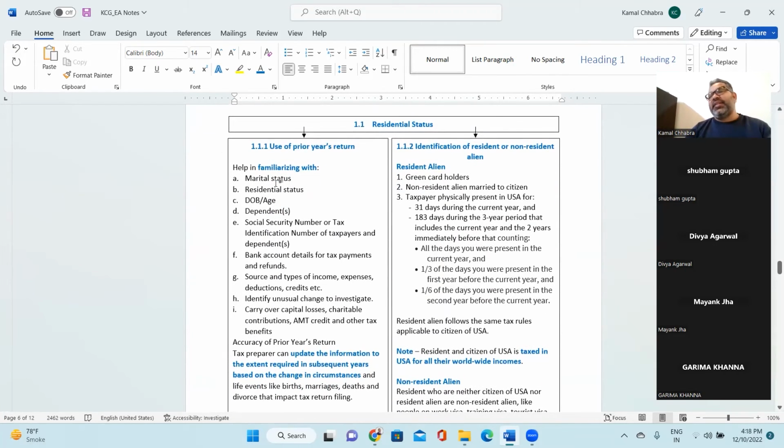Okay, so in residential status, there are two topics. One is use of prior year return, and the second is identification of resident and non-resident aliens, right? If you see the left-hand side, it is use of prior year return. I know some of you have experience of filing your income tax return or maybe your client's income tax return. Do you refer to the prior year income tax return when you do the filings?